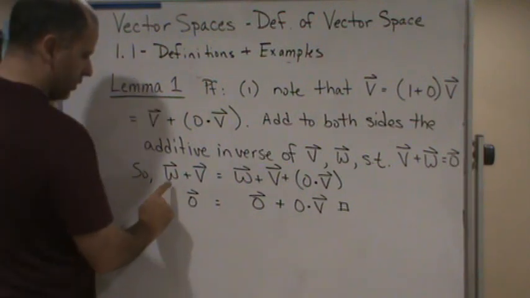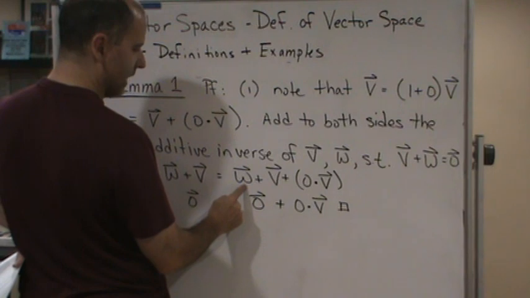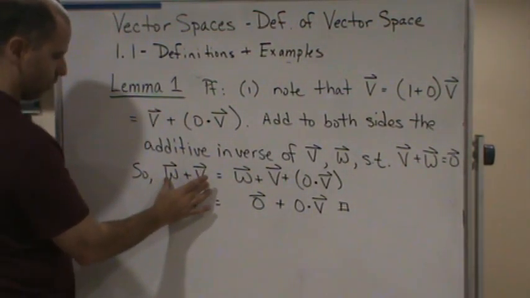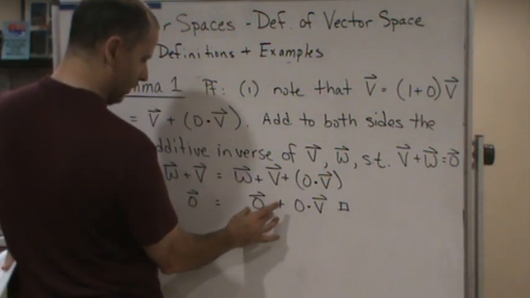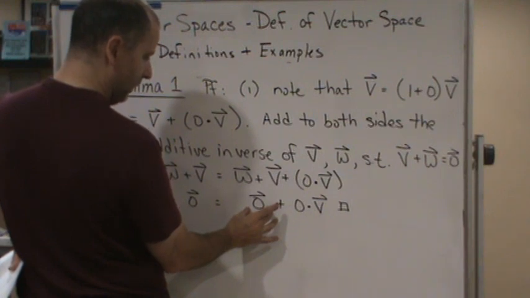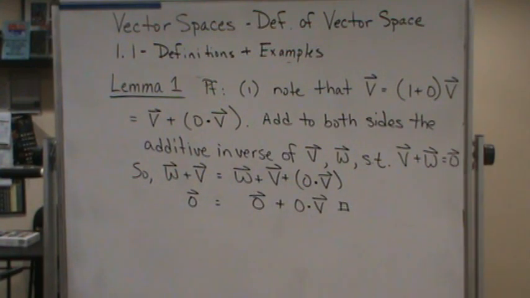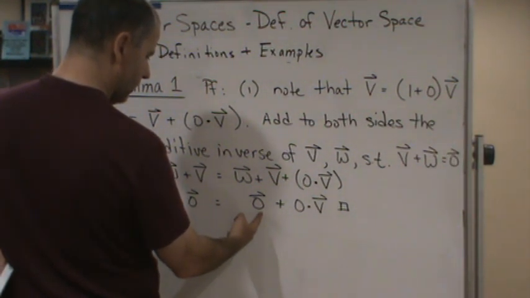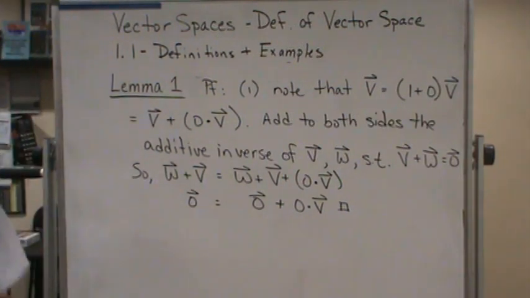So let's do that. I added the w vector on this side and I added the w vector on this side of the equation. Now we can start simplifying, because this we know goes to the 0 vector. This we know goes to the 0 vector, right? And then we have this. Well, what happens? What do we get? Well, the 0 vector goes to the 0 vector, right?